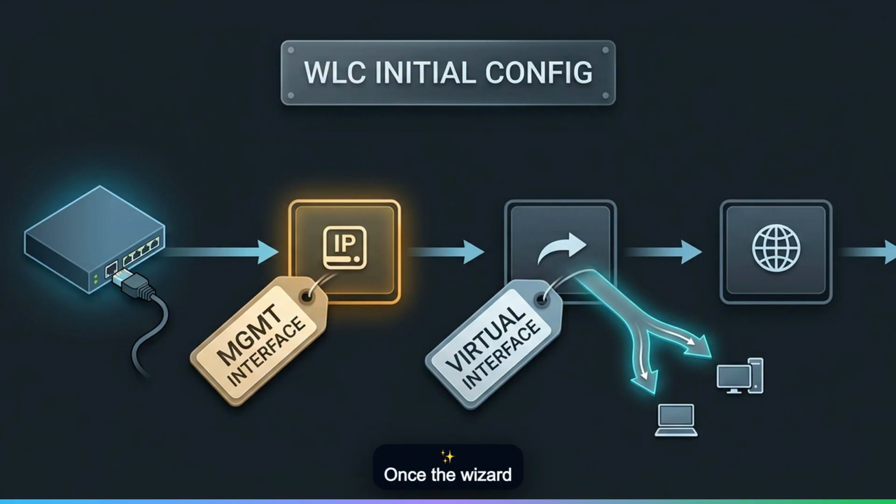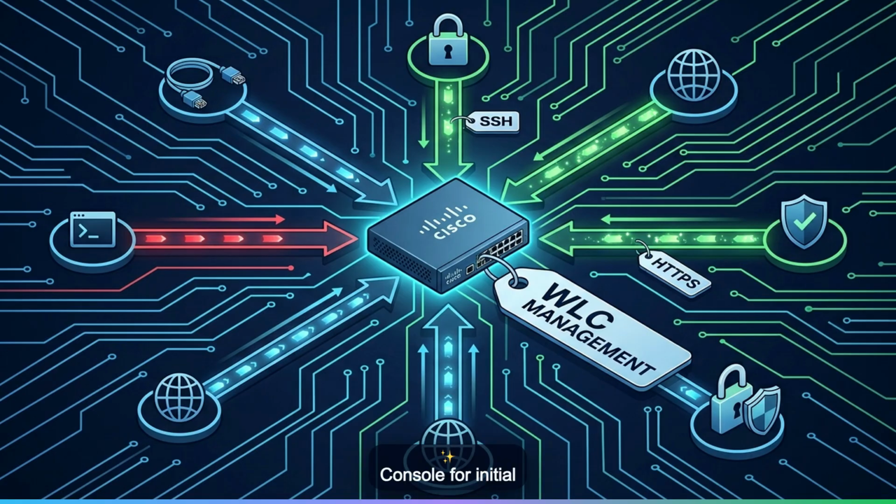Once the wizard finishes and the WLC reboots, you can manage it 5 ways. Console for initial setup, Telnet or SSH for CLI over the network, HTTP or HTTPS for the GUI. By default, HTTP, HTTPS, and SSH are enabled. Telnet is disabled. Authentication checks the local user database first, then any configured RADIUS servers.